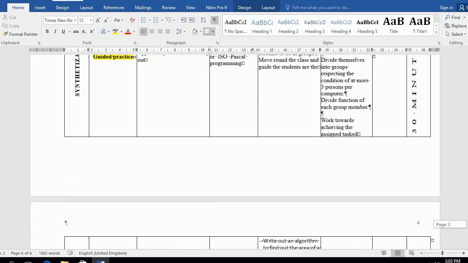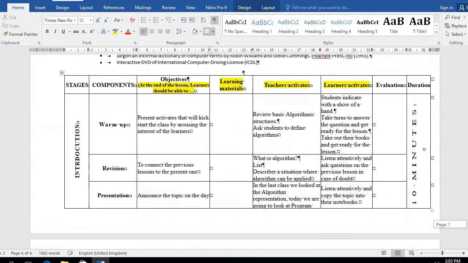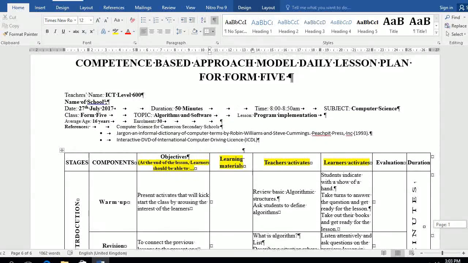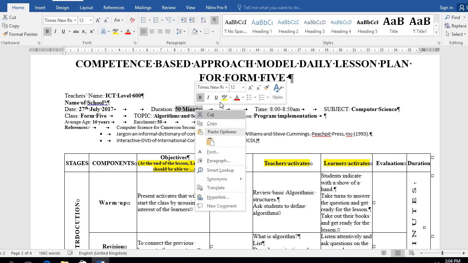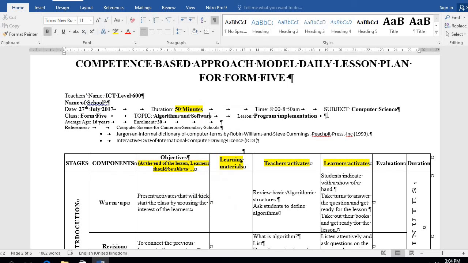Okay, now the last is the time. And time, since this is a 50 minutes lesson, the time was broken down into 10, 30, 10.